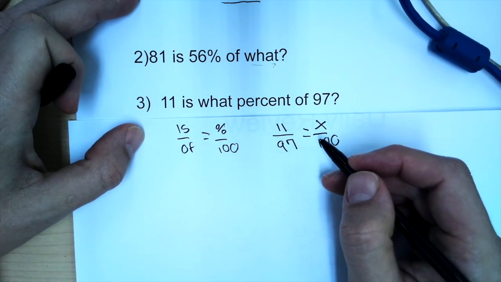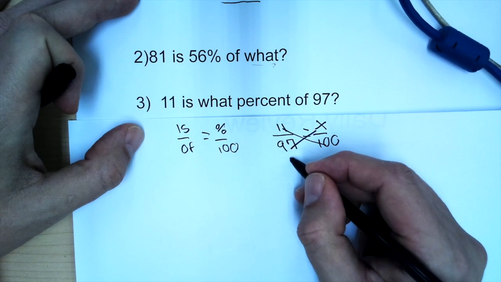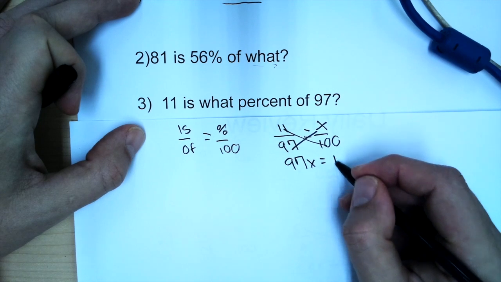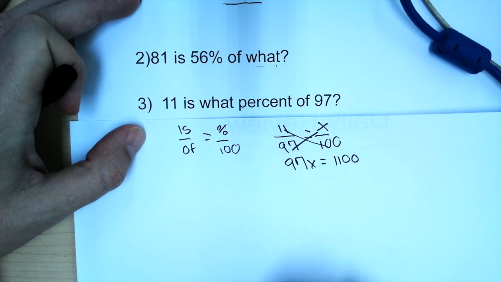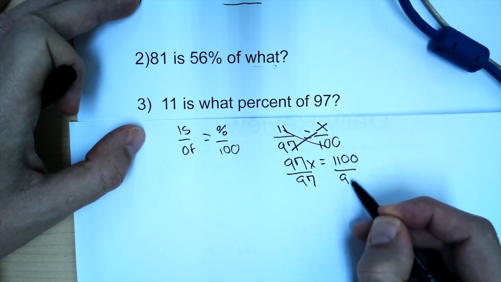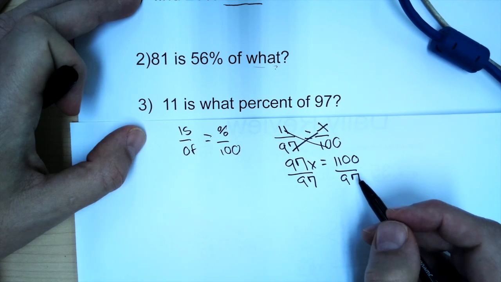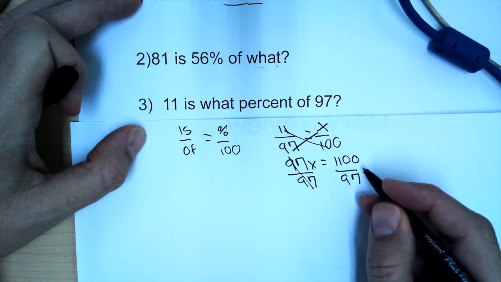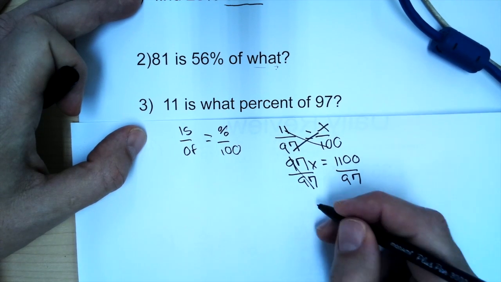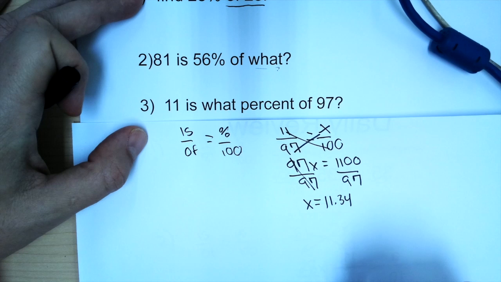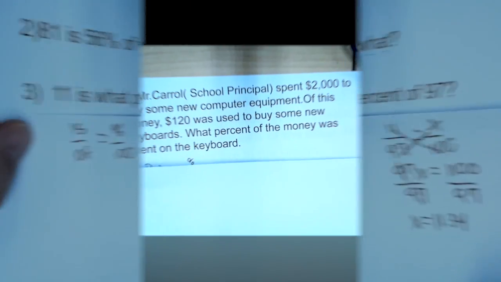Now we'll use cross products like our previous examples to get 97x is equal to 1100. Now we have to isolate our variable and divide both sides by 97. 1100 divided by 97 is about 11.34. So 11 is what percent of 97? It's about 11%.